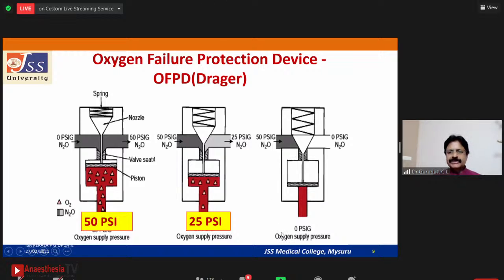Once the oxygen pressure comes down to less than 10 psig, this nozzle completely comes down and totally occludes. Then there won't be any flow of nitrous oxide, and the flow meters will be getting only oxygen. So this is called the oxygen failure protection device, and this is slightly different. It is almost like a proportionating device when compared to the shut-off valves.